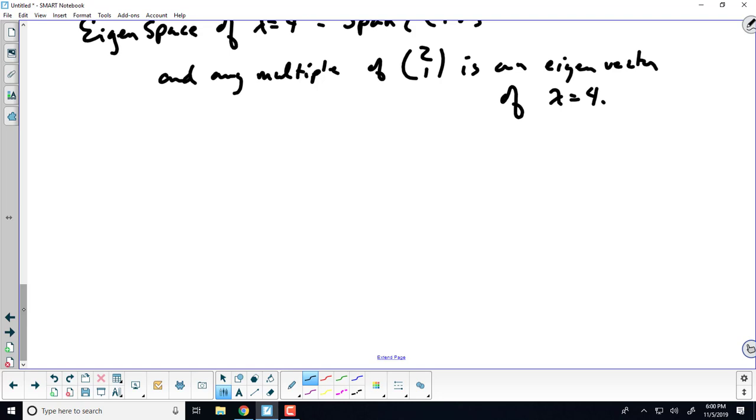Let's do it again. That was with lambda equals 4. What was our other eigenvalue? For lambda equals what? -1. Okay, I'll let you guys do that. I want you to find the eigenvector paired with the eigenvalue -1. Or eigenvectors. You might have more than one, but you won't.